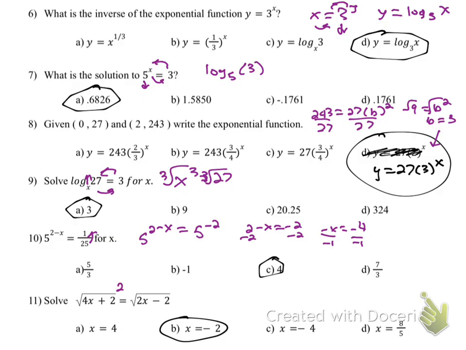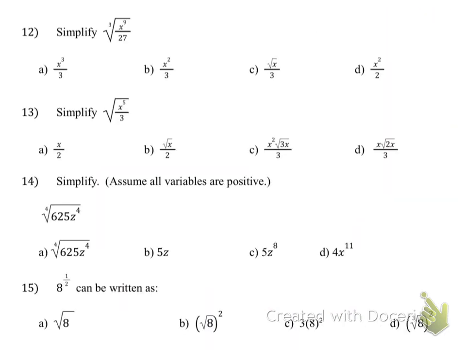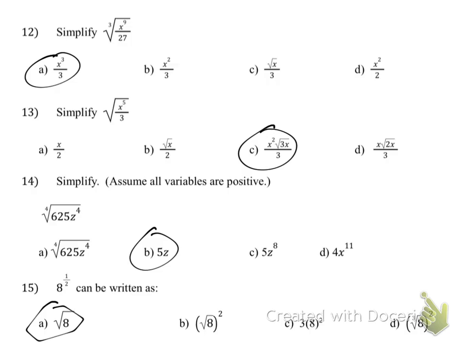11, square both sides. 4x plus 2 equals 2x minus 2. Subtract 2x. We get 2x equals, subtract 2, negative 4, divide by 2. We get x equals negative 2 there. Number 12. Cube root of x to the 9th is x cubed. Cube root of 27 is 3, so we get x cubed over 3.